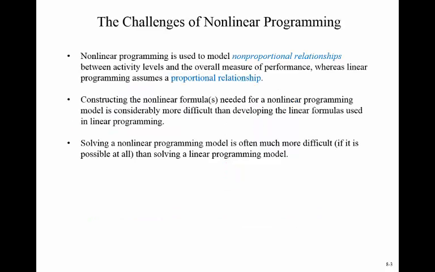So anyway, again, the nonlinear programming is used to model what we call non-proportional relationships, and that's different than a proportional relationship. A proportional relationship is where for every door you sell, you get $300 in profit. So if you sell one, you get 300. If you sell two, you get 600. If you sell three, you get 900. That's a proportional relationship. It's not like you get $300 for the first door you sell, then only $200 for the second door, and then only $100 for the third door. That would be a non-proportional relationship.